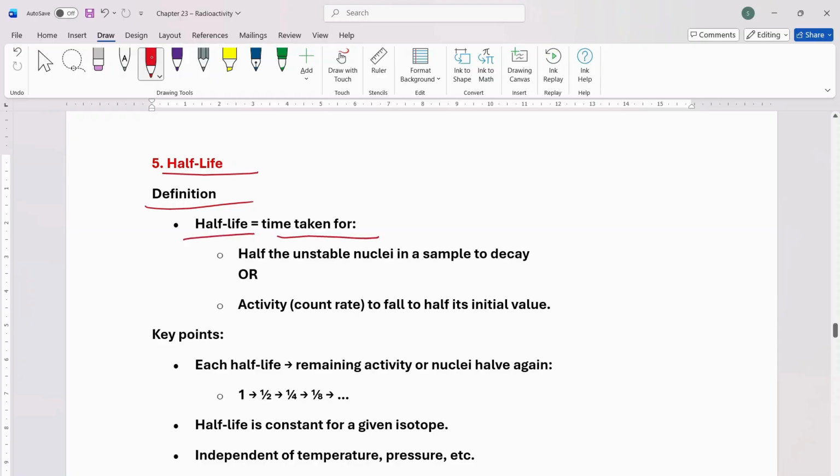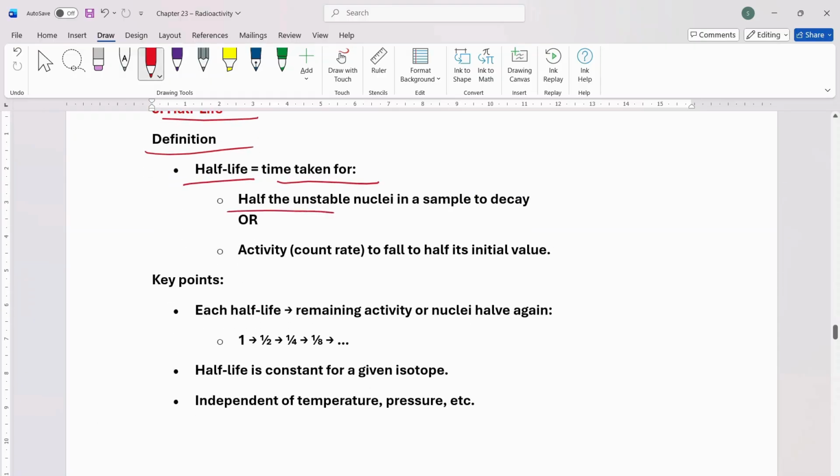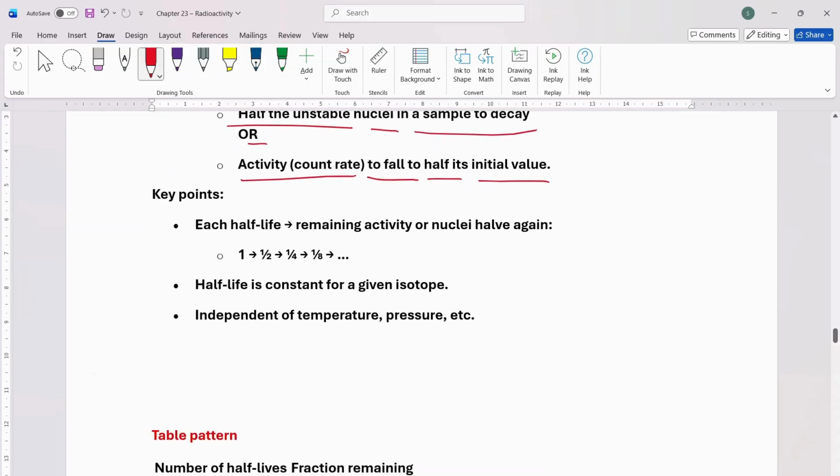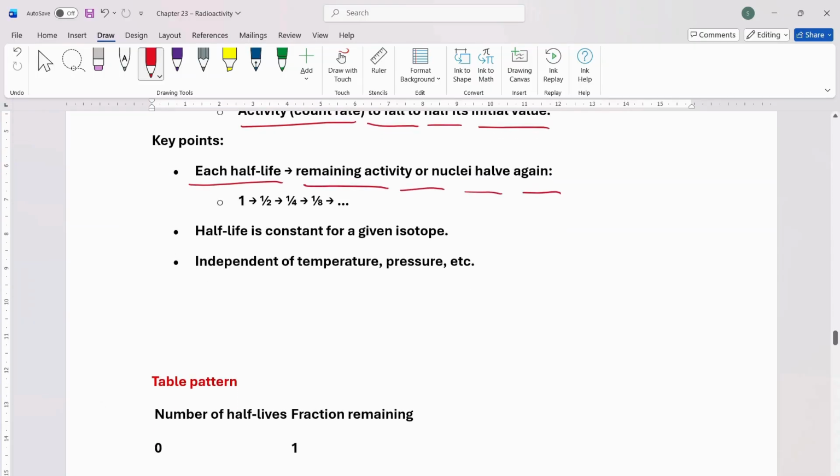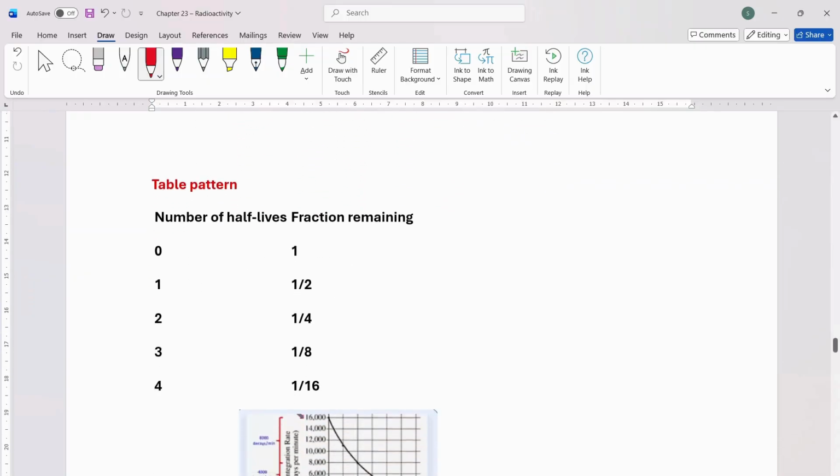Definition: half-life is the time taken for half the unstable nuclei in a sample to decay, or you can say the activity or count rate to fall to half its initial value. Key points: each half-life, the remaining activity or nuclei halve again. So 1 becomes 1 over 2, 1 over 2 becomes 1 over 4, 1 over 4 becomes 1 over 8, and so on and so forth. Half-life is constant for a given isotope, independent of temperature, pressure, etc.